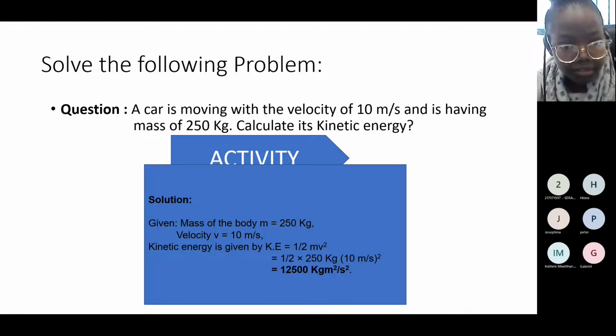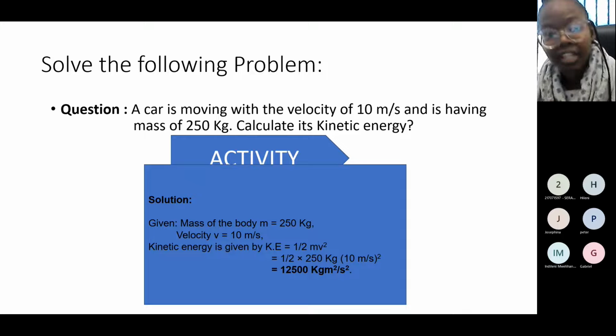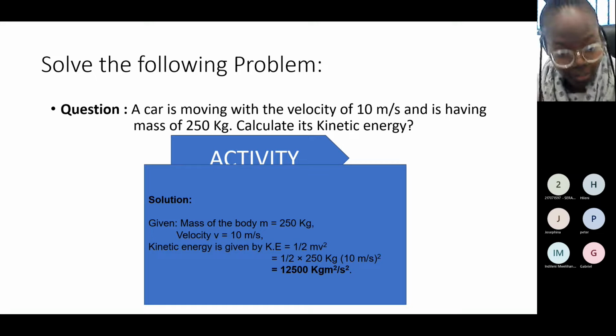Let me just get a pen. Okay, so you identify what the question is asking for. The question is asking you to find the kinetic energy. How do you find kinetic energy? You find kinetic energy by using the equation for kinetic energy, which says one over two mv squared. You are given the mass, which is equal to 250.